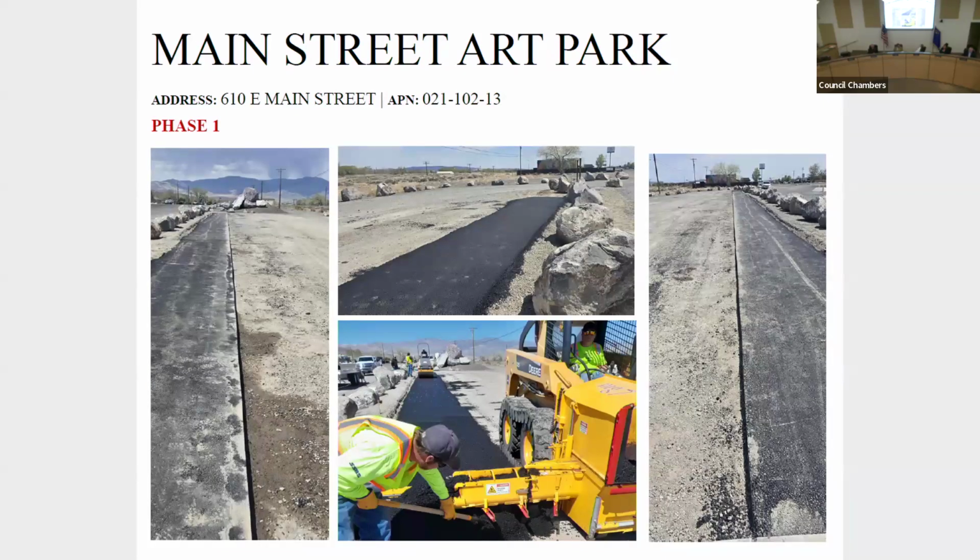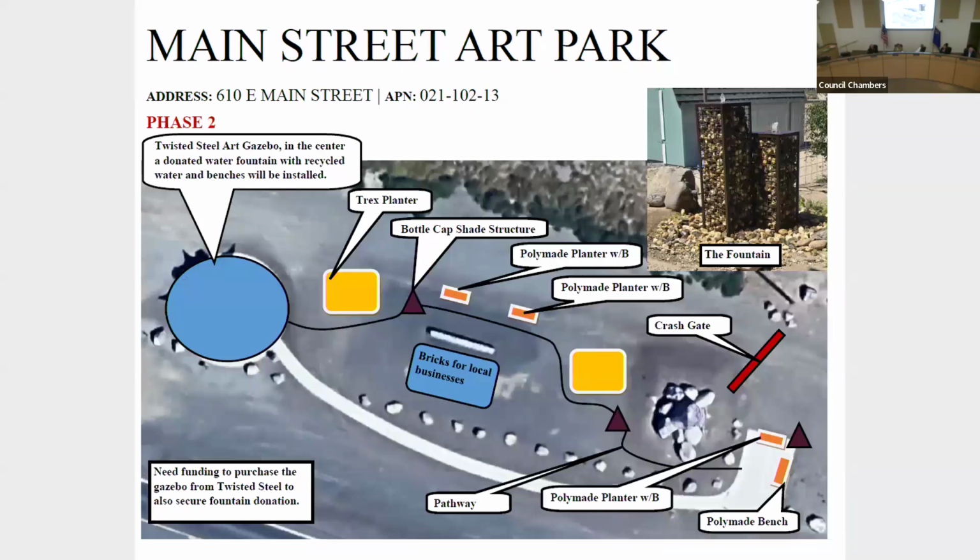This is the guys pouring the path, phase 1. Phase 2, just a little bit further down, stops at where the gazebo used to be, the bottle cap gazebo. More pathway, as you see that thin black line, but also a couple more planters. We've put a crash gate in there so people will no longer be able to just drive through the Main Street Park, but actually have to park in that first area that is going to remain gravel at this time. And we were able to do that because our code allows parks and open space to have gravel parking.